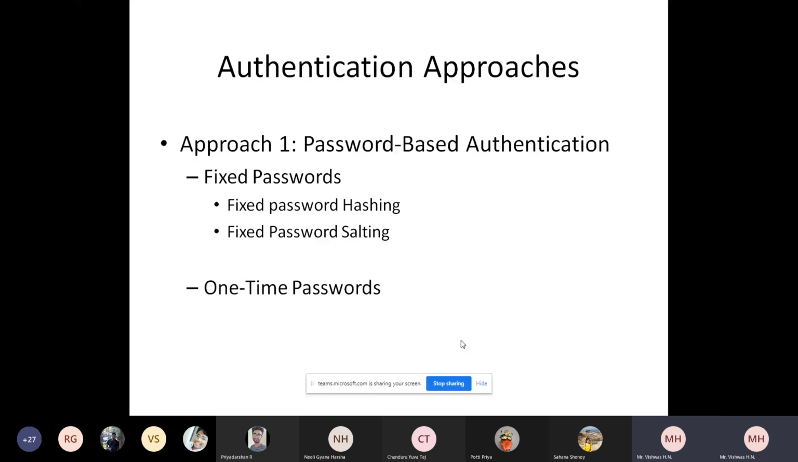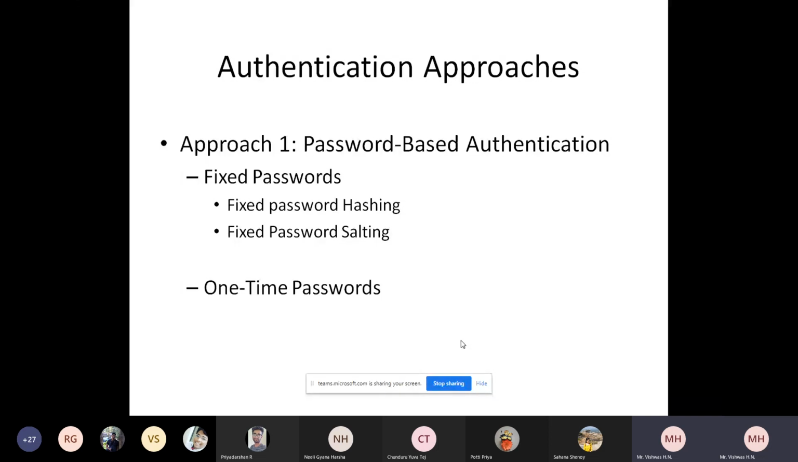The other one is fixed password salting, where a random value is concatenated with the actual password, and then the hash value of that is stored in the verifier. Is that clear? That random value is considered a salt. In that case, even if there is unauthorized access to the server, it is quite difficult for any intruder to understand what the password is, because it is hashed and nobody can read it easily.